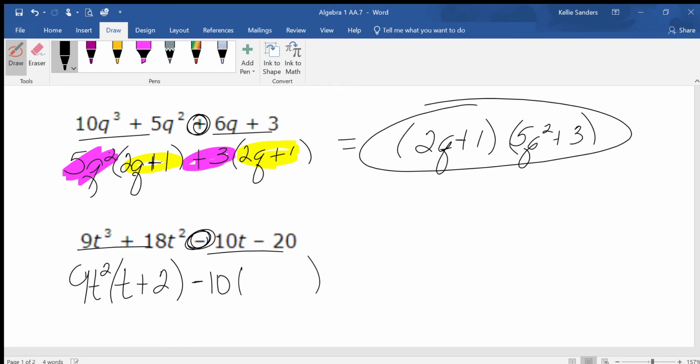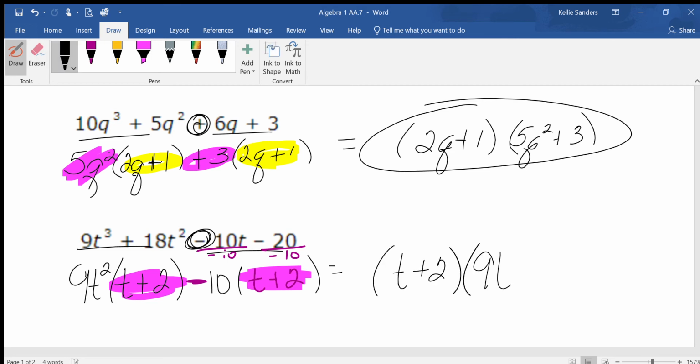Okay, if you miss these, this is probably where you're going to miss it. If this sign is negative, we're not just dividing by 10. We're dividing by negative 10. So negative 10 divided by negative 10 is a positive 1 with a t. And negative 20 divided by negative 10 is a positive 2. It better be a positive 2 because these two things have to be the same. So t plus 2, and then 9t squared minus 10.